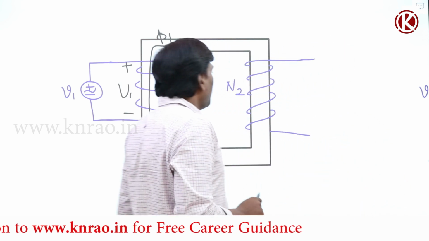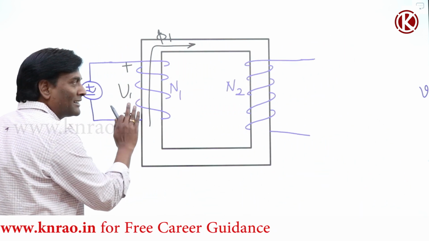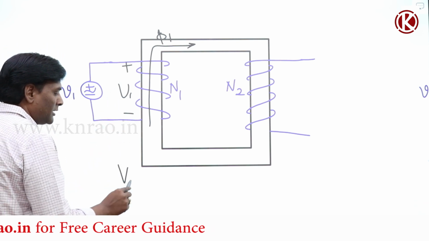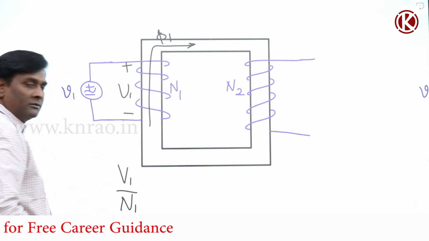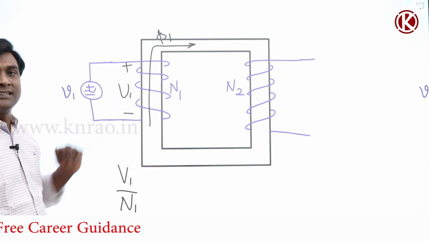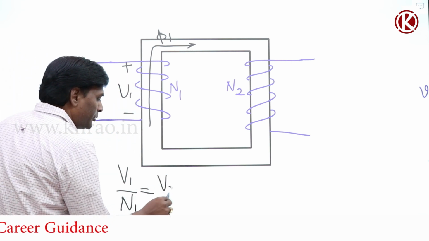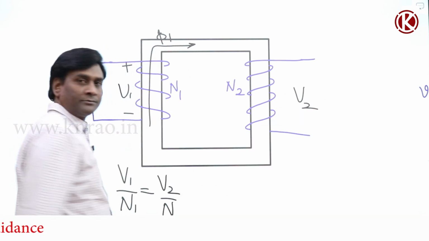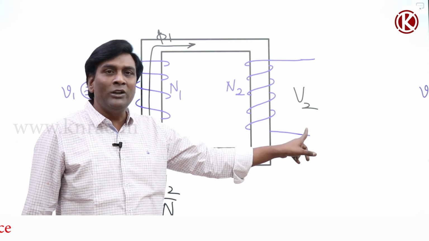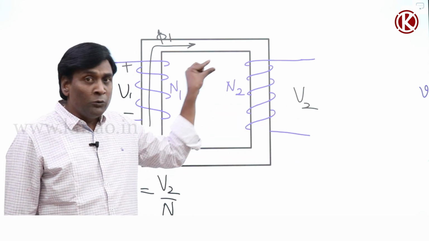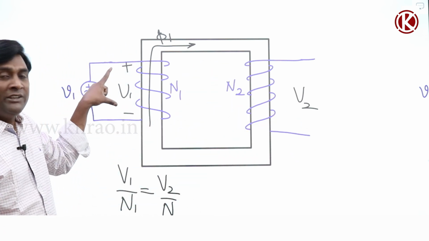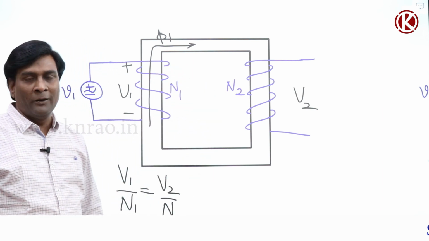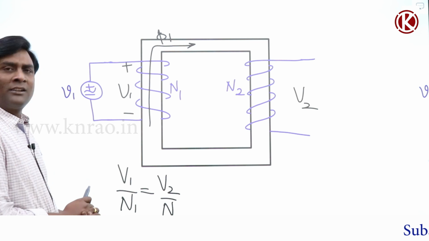So the point here is that the induced voltage per turn is going to be the same. What is the induced voltage per turn here? V1 by N1 in one turn, because N1 turns are there, equal to V2 by N2, if I have an induced voltage of V2 here. So the total induced voltage V2 by N2 in one turn is equal to V1 by N1, the voltage per turn.